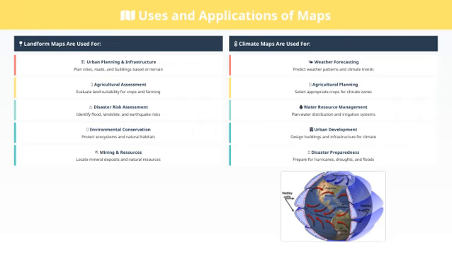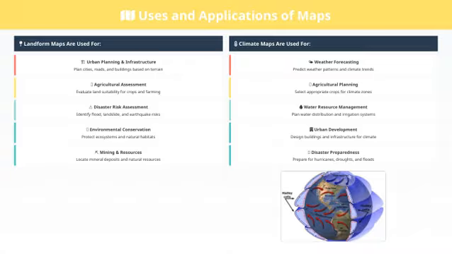Next, there's agricultural assessment. Maps allow us to evaluate land suitability for different crops and farming activities, helping farmers make better decisions. Disaster risk assessment is another vital use. By identifying flood-prone areas, landslides, or earthquake risks, we can prepare and mitigate potential damage. Environmental conservation is also a key application. Maps help protect ecosystems and natural habitats by showing us where they are and how they might be affected by development or climate change.